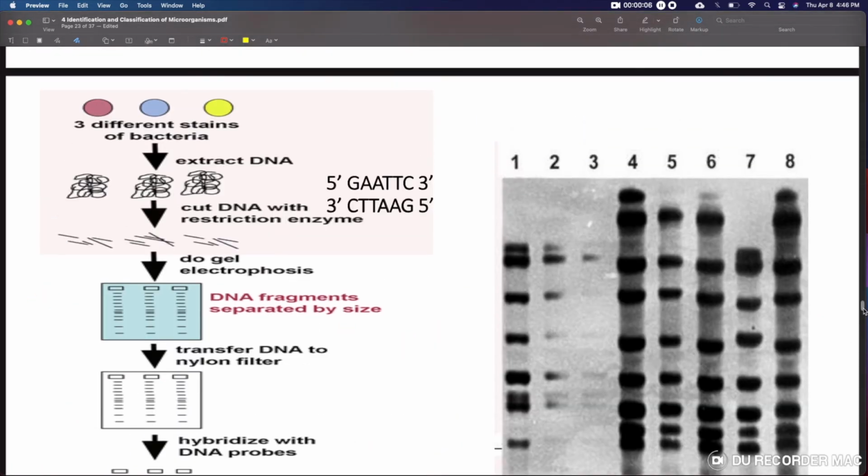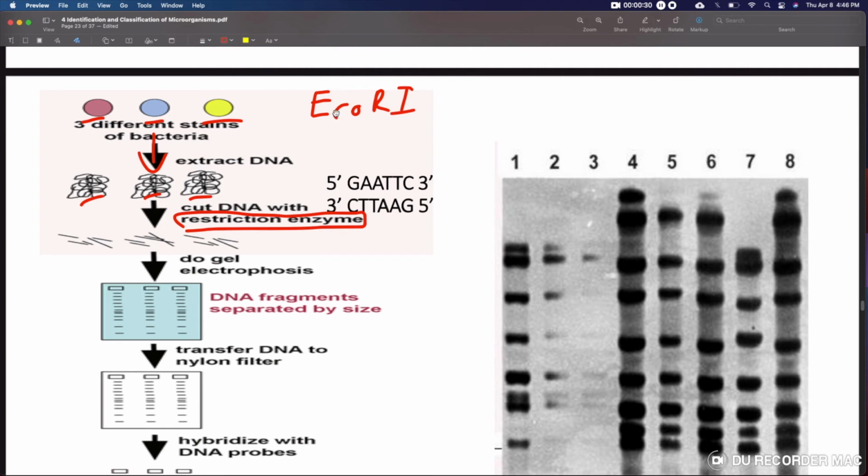Okay, so let's go at it again. So, we have 3 different strains of bacteria here. What we'll do is we'll extract the DNA. After extracting the DNA, we'll use a restriction enzyme. For example, the restriction enzyme here that we're using is EcoRI.